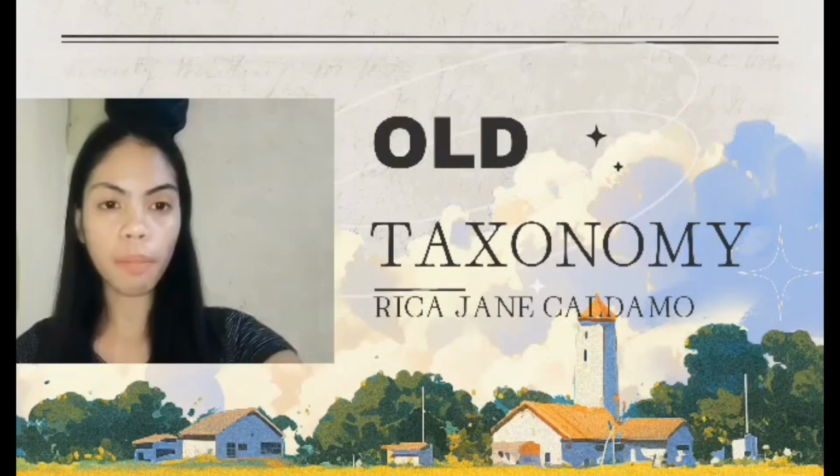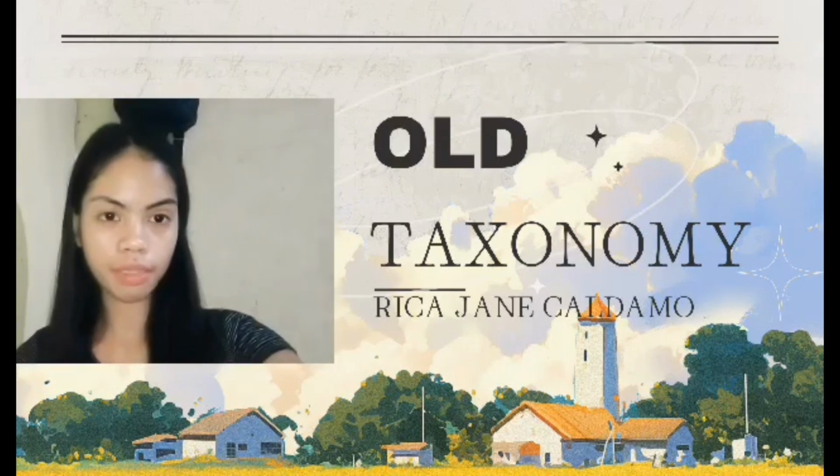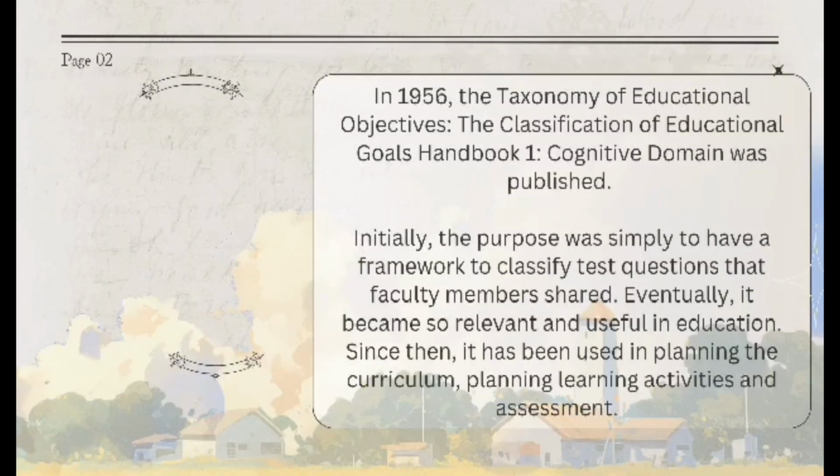For today's, let's talk about the old taxonomy. In 1956, the Taxonomy of Educational Objectives, the Classification of Educational Goals Handbook, Cognitive Domain was published. Initially, the purpose was simply to have a framework to classify test questions that faculty members shared. Eventually, it became so relevant and useful in education. Since then, it has been useful in planning curriculum, planning learning activities, and assessment.